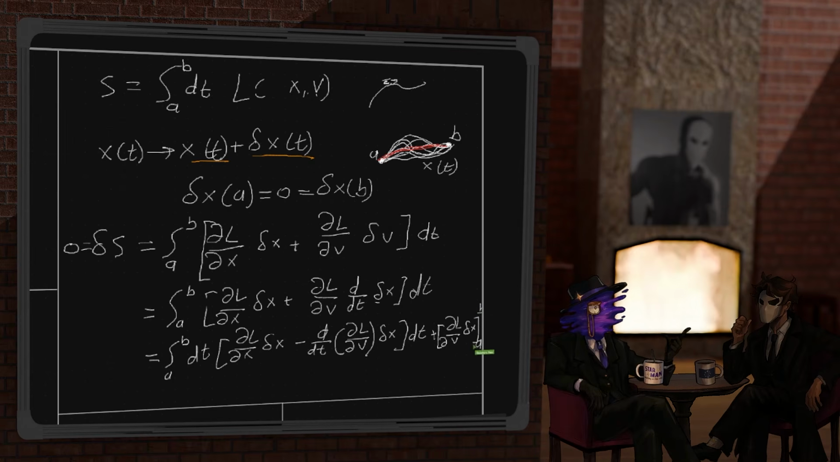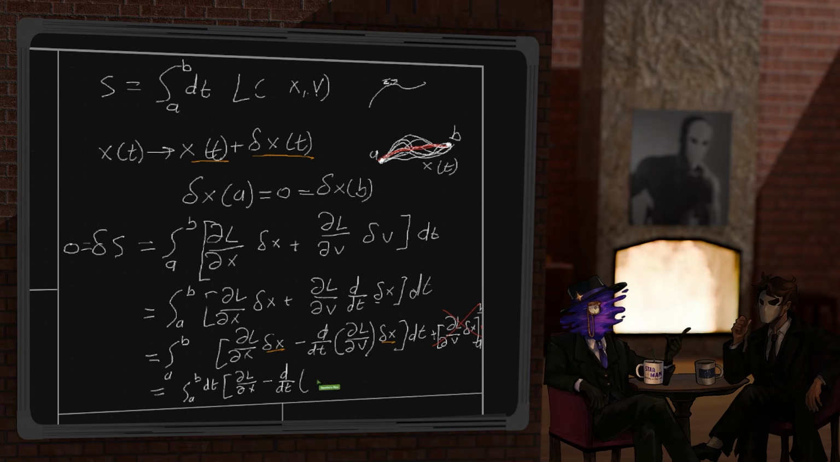This term needs to be evaluated at a and b, but what we know is that the variation at the endpoints is glued to the point. So this entire term will be 0. We don't have to worry about this. Very convenient. What we can then do is write one more step, and then we're done. So we're almost there.